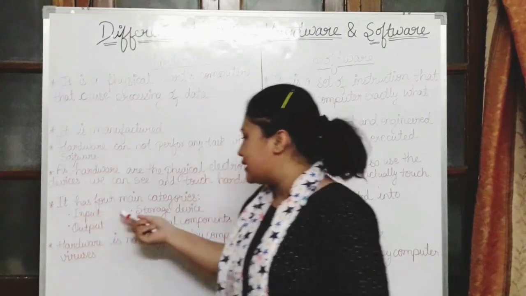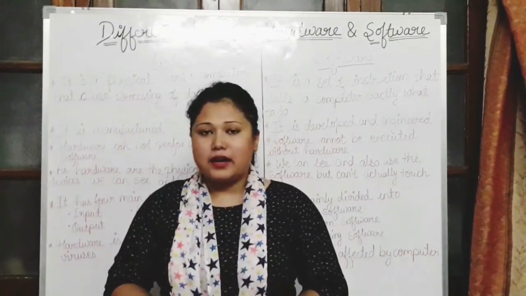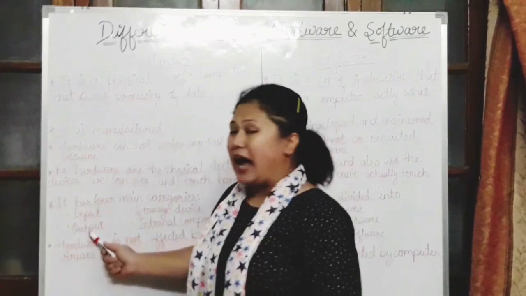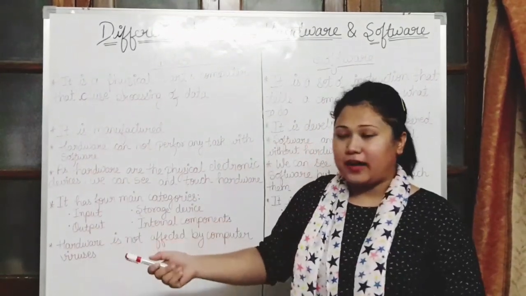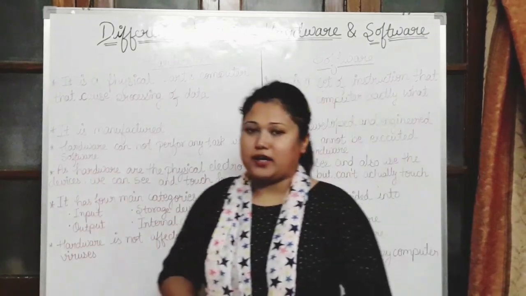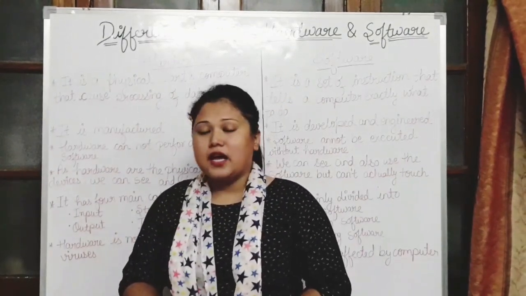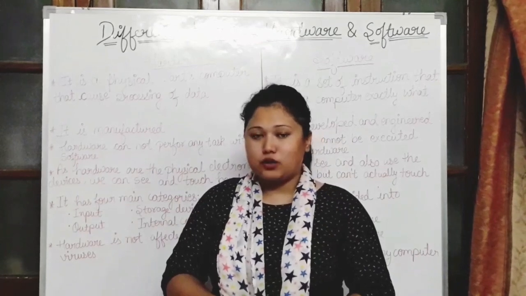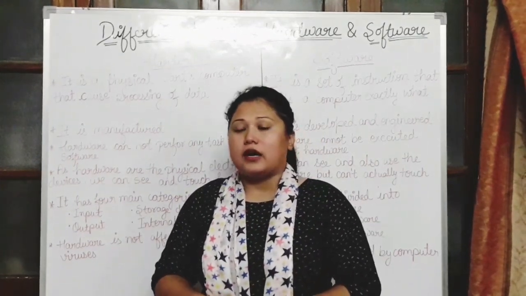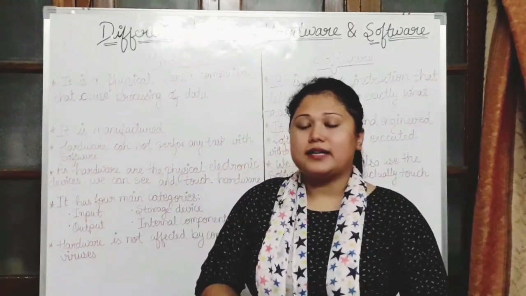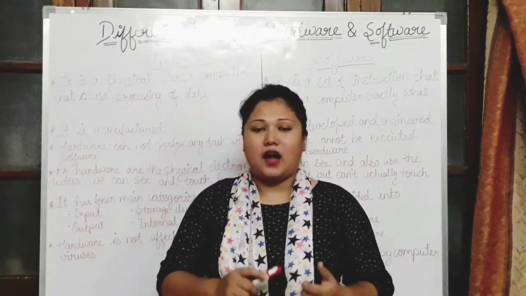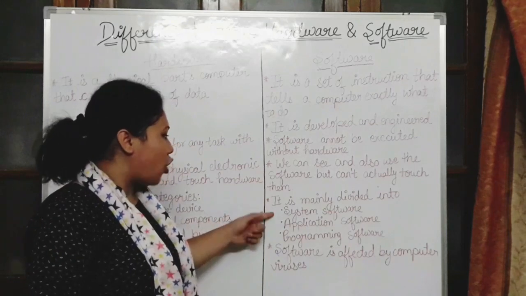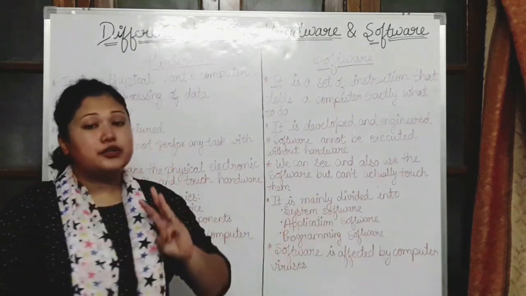Next is categories. Hardware has four main categories. First is input device, second is output device, third is storage device, and fourth is internal component. As you know, input devices are those parts of a computer which help us to input raw data into the computer to process it. Input device examples are keyboard, mouse, scanner.